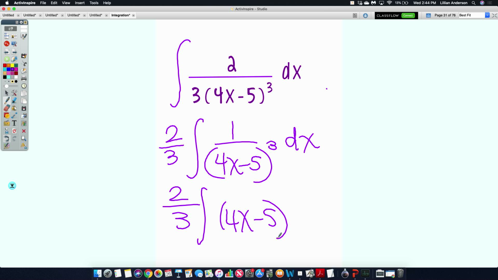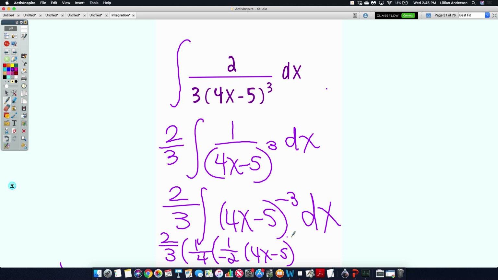Bring it to the negative 3rd power, and then you can use the first rule out of all those rules, which is 1 over a. So 1 over. There you go. Okay, so this is what you'll have once you apply the rule. This simplifies down to be negative 1/12, 4x minus 5 to the negative 2. And I can make that positive by bringing it back down to the denominator. Plus c.